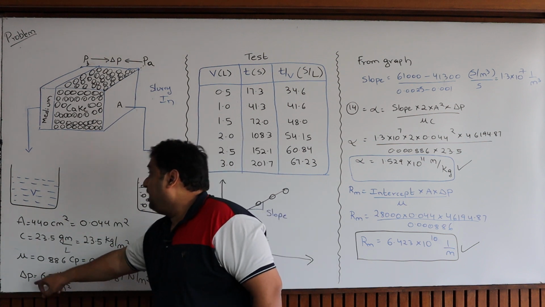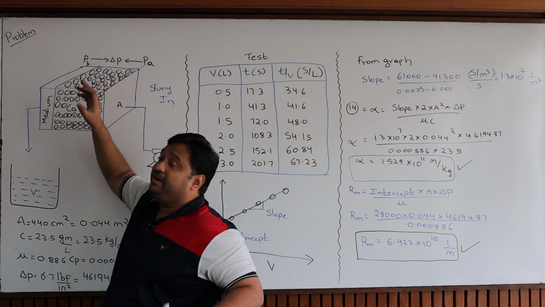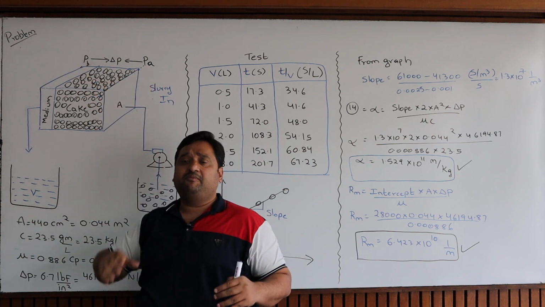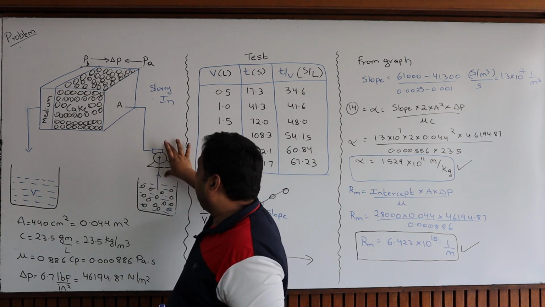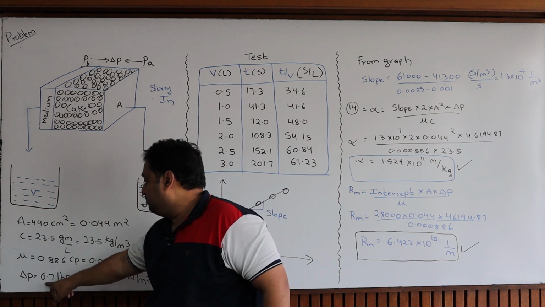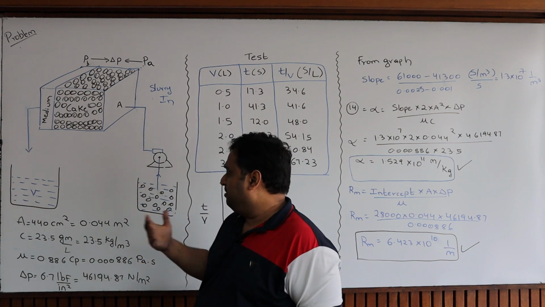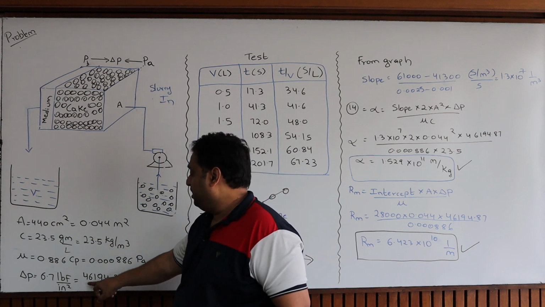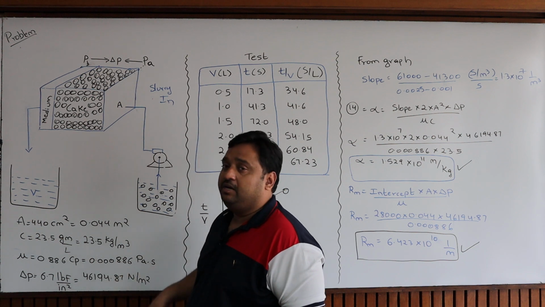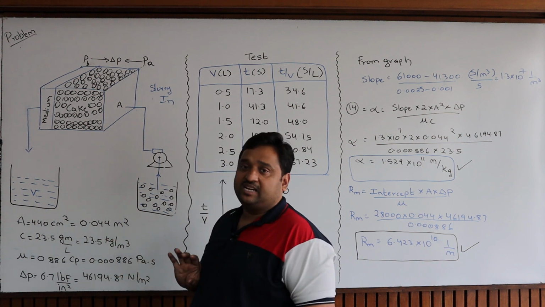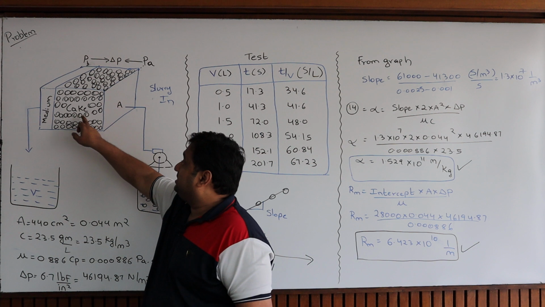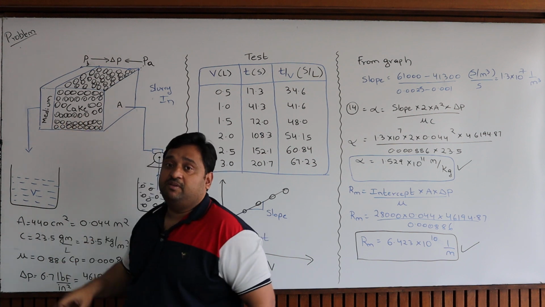Delta P, that means PA minus PB, that is how much pressure I have given with this particular pump, is given as 6.7 lb force per inch square. If I convert lb force per inch square to Newton per meter square, it is 46194.81 Newton per meter square. Given this data, tell me what is the resistance of the cake and what is the resistance of the medium.